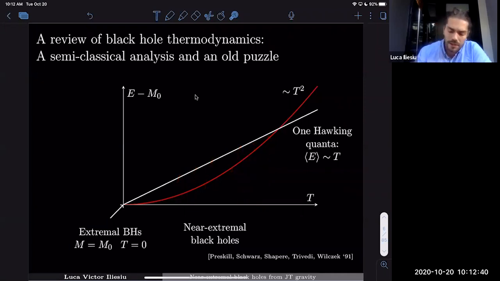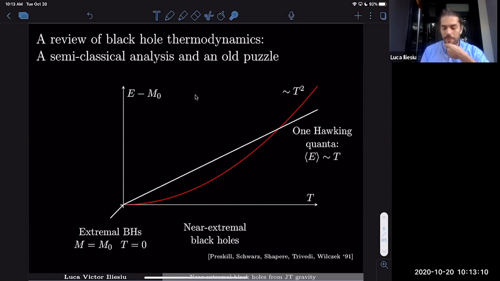Then what happens? If a black hole tries to radiate even a single Hawking quanta, then it will either lower its energy down to extremality, or it will completely change its temperature by order 1. So by radiating a single quanta, you completely alter the temperature of the black hole. That means the thermodynamic approximation in the system fails. There's a thermodynamic breakdown of near-extremal black holes at small temperatures.